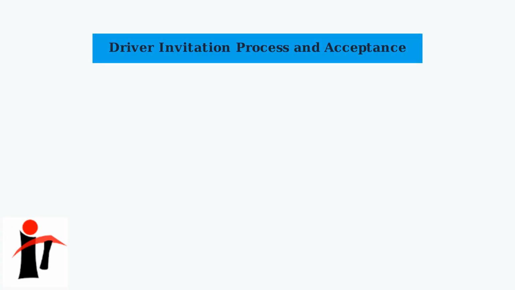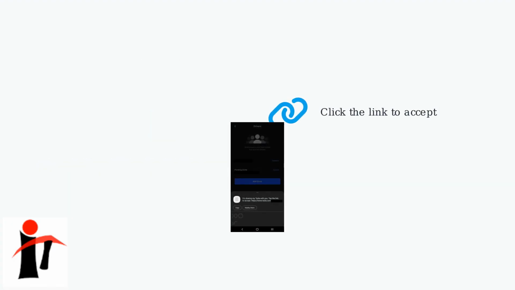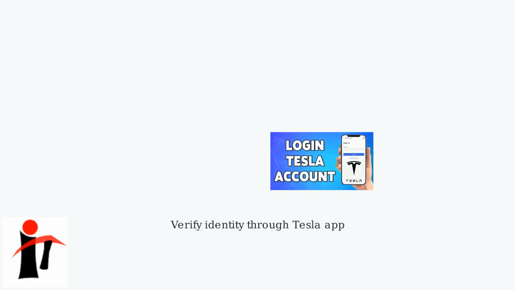The invited driver receives a notification via email or SMS containing a link. They click the link to begin acceptance through their Tesla app. This verifies their identity and links their profile to the vehicle.